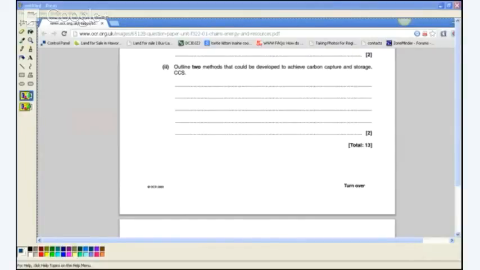Do you know what? Let's see what my brush looks like. Okay, 2 methods. Actually that's kind of clear, isn't it?